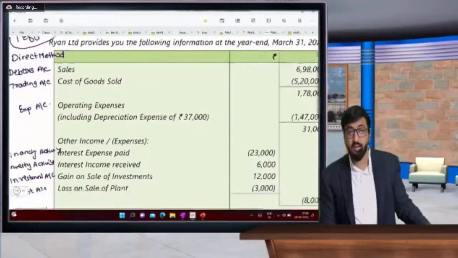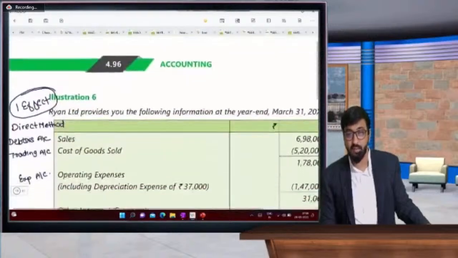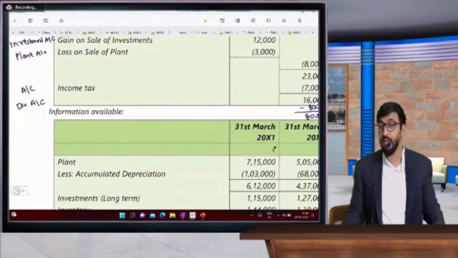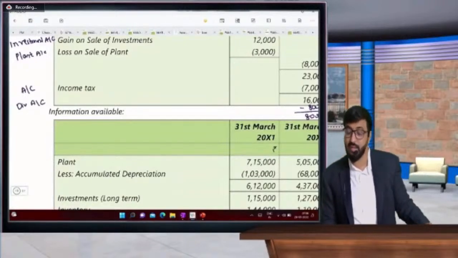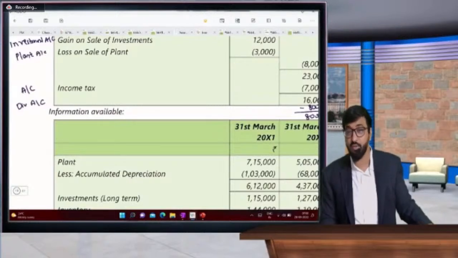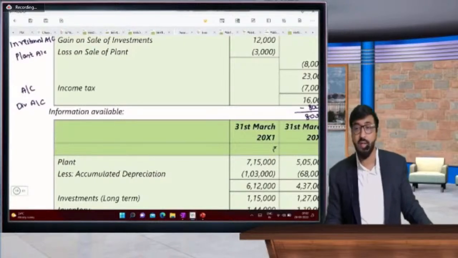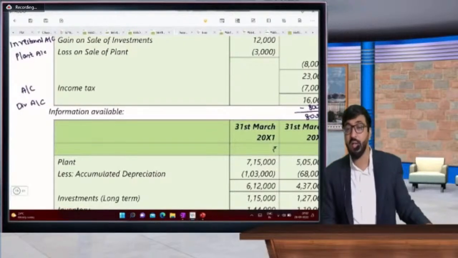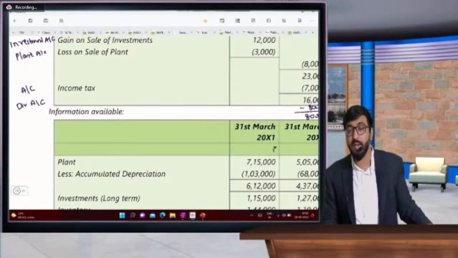So beta, direct method has only one effect. In indirect method we are starting with retained earnings of 8,000 but we are going to eliminate something. Here we are not going to eliminate; we will consider that 8,000 in the same way as the profit and loss account. That's why the profit and loss account is very important in direct method. We are not ignoring any item, but in indirect method we will ignore operating items and eliminate non-operating and non-cash expenditure. That is the basic difference between direct method and indirect method.